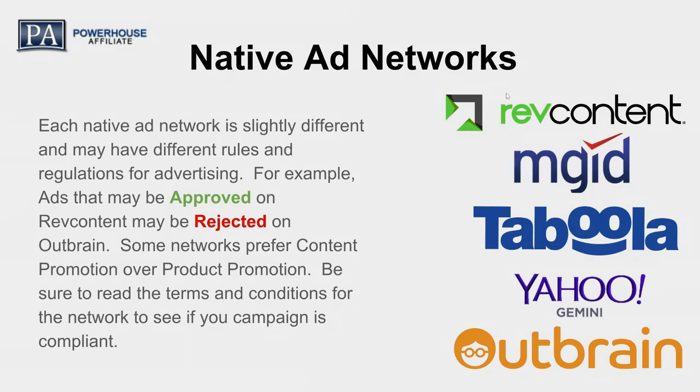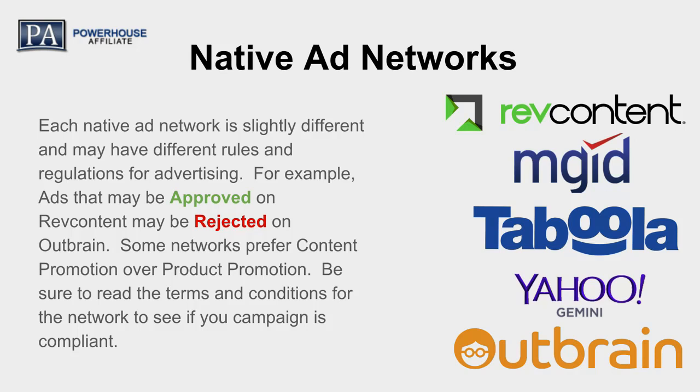Now, they are very different. Each native ad network is slightly different and may have different rules and regulations for advertising. For example, ads that might be approved on Rev Content may be rejected on Outbrain. You'll understand more now, because I'm going to show you some hurdles we've had with Outbrain and getting our ads rejected. These ads would have been approved in an instant on Rev Content or MGID or other networks.